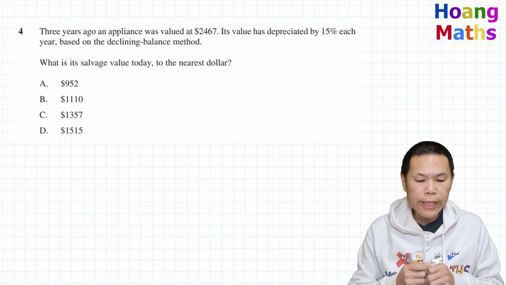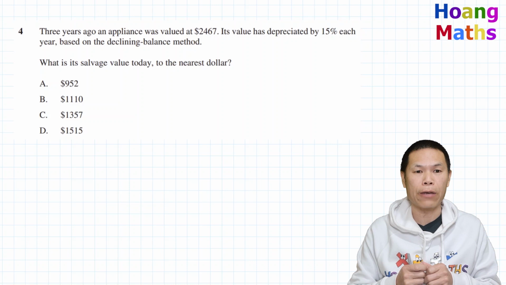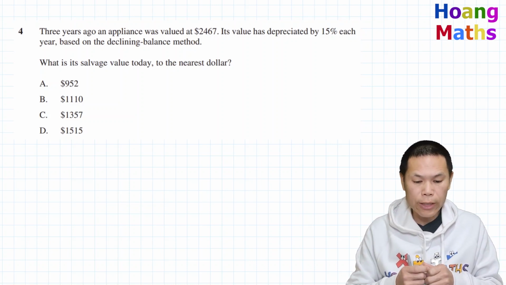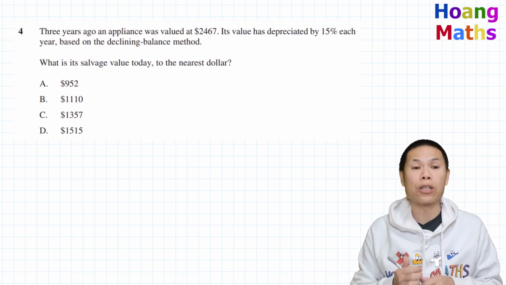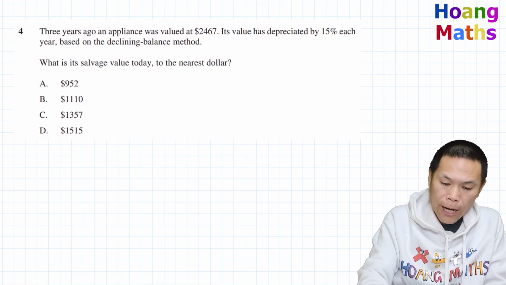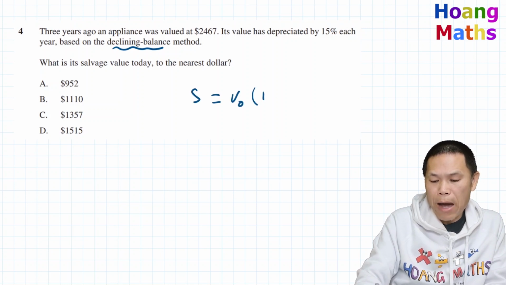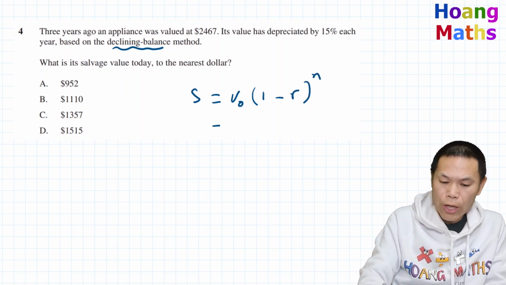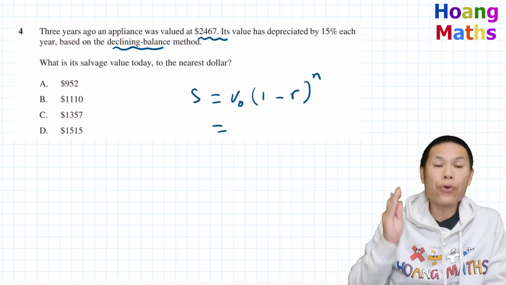Question 4. 3 years ago, an appliance was valued at $2,467. Its value had depreciated 15% each year based on the declining balance method. What is its salvage value today to the nearest dollar? So first of all, for declining balance, we know that salvage value equals V naught, bracket 1 minus the depreciation rate, to the power of n. So we know that the original V naught is this, because that was 3 years ago.